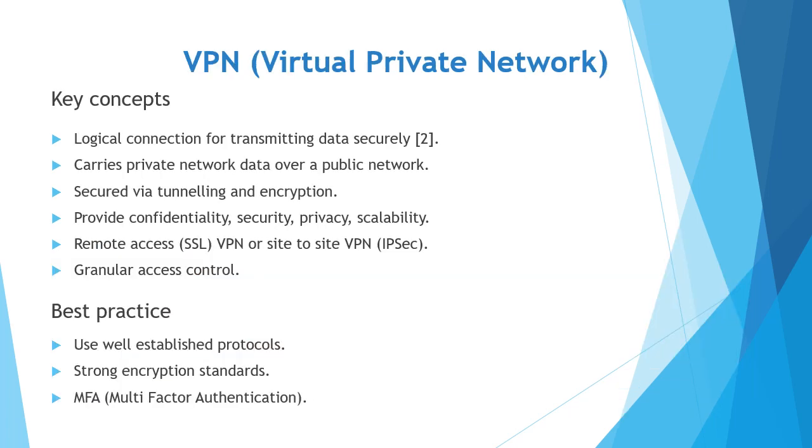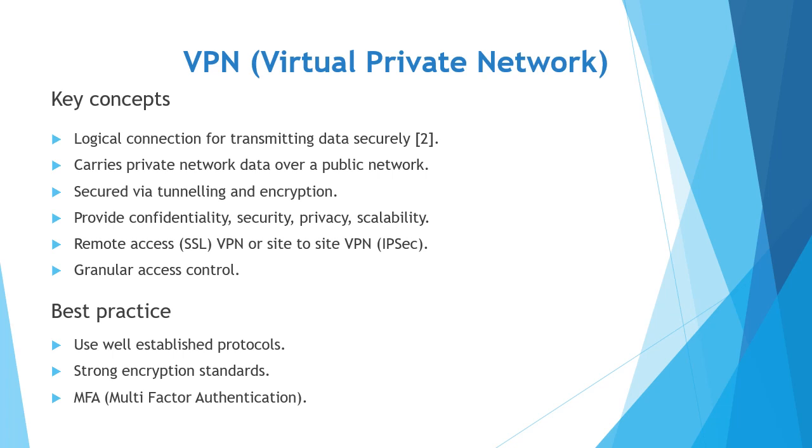VPN, or Virtual Private Network. Now the key concepts behind this is that a VPN is a logical connection for transmitting data securely. It carries private network data over a public network, and it can be secured via tunneling and encryption. So tunneling is essentially a private passage that connects between VPN gateways or a client and the VPN server. The data inside is hidden.